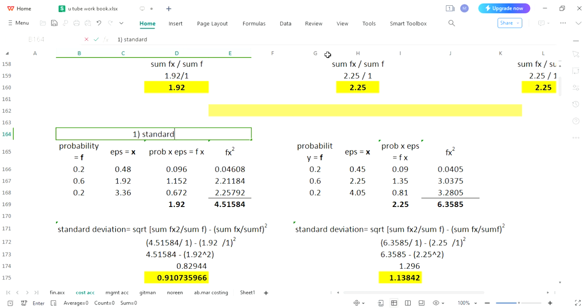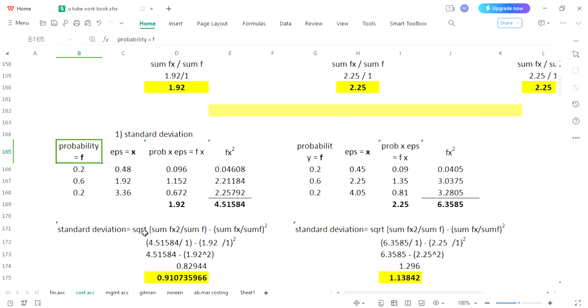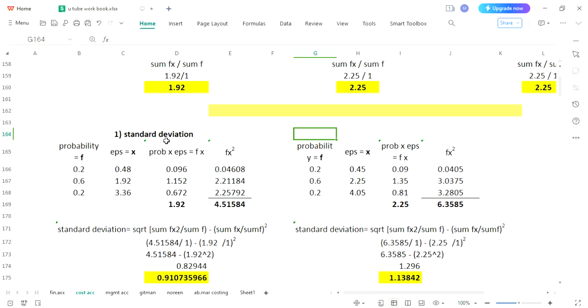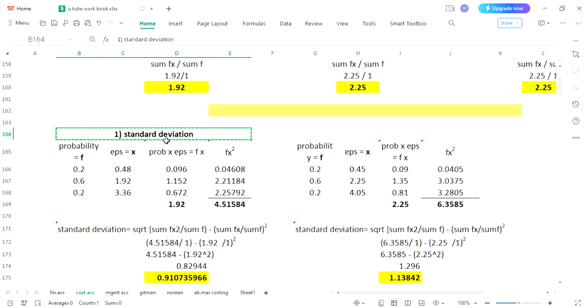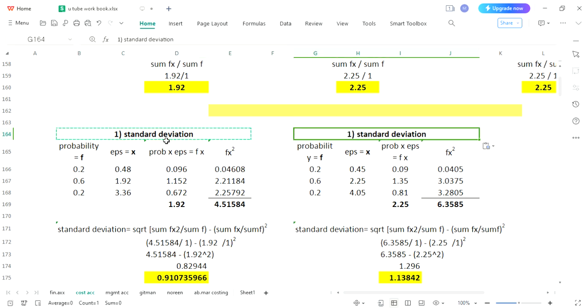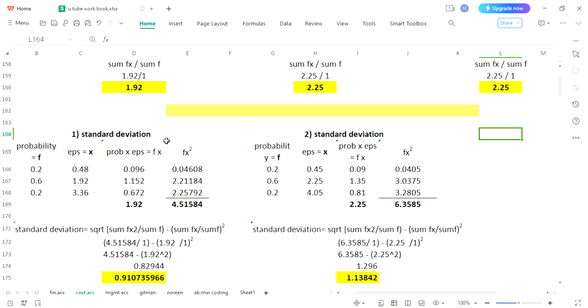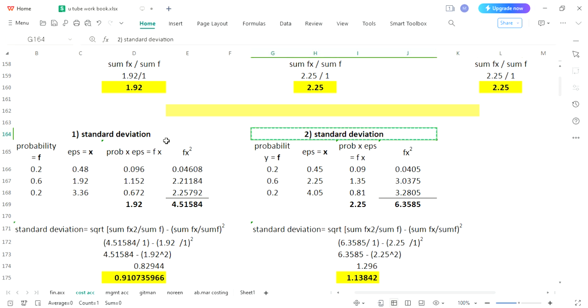Standard deviation. Please note it down. This is square root or under root. In Excel we write it in this way. Then we have calculated the standard deviation for the second part, and now we are going to calculate the standard deviation for the third part.